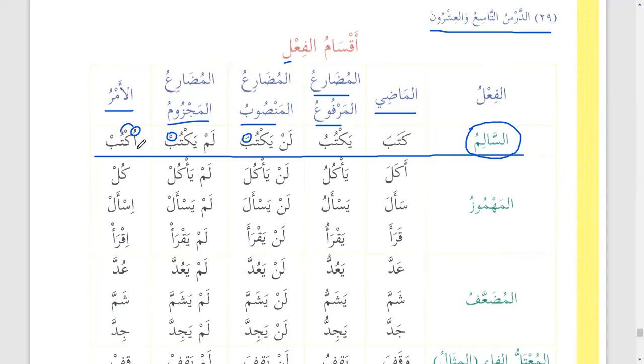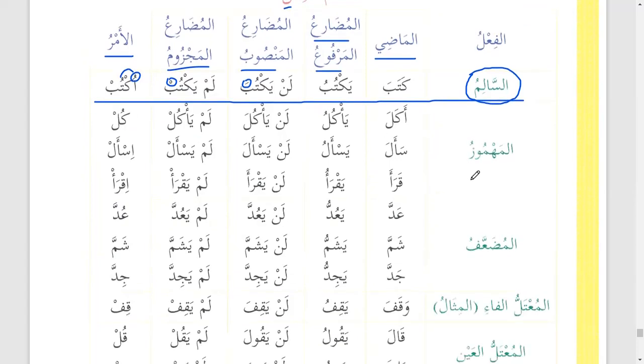However, in the thulathi abwab, the verbs that have 3 root letters, then it is applicable that if you see dhamma here, then we will put dhamma here. That's number 1. And number 2, we know that this is from bab nasara yansuru. Nasara yansuru, kataba yaktubu, they are the same. Then we have al-mahmuz.